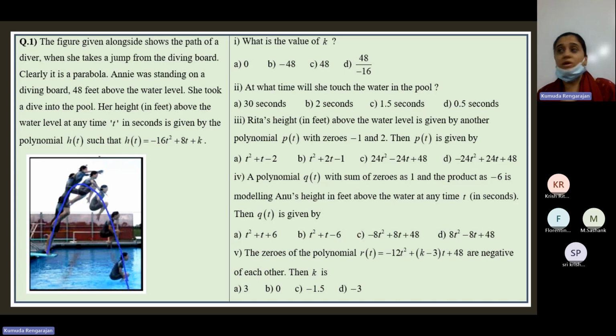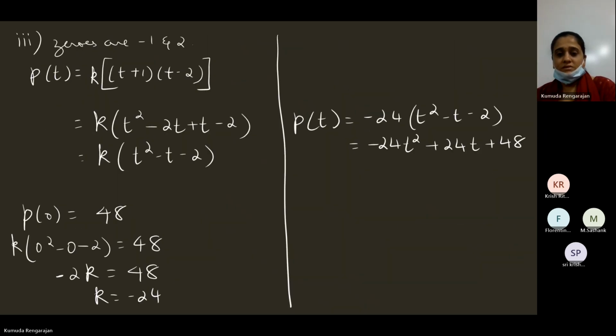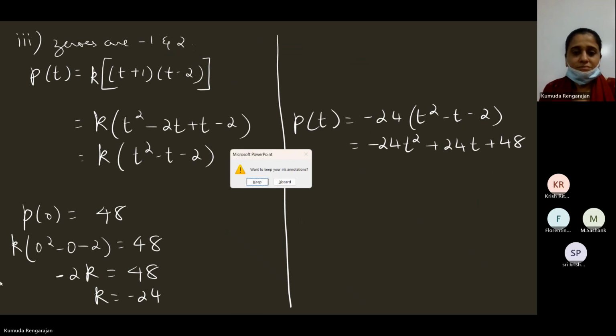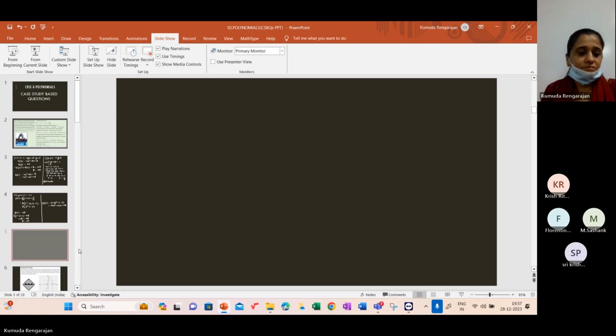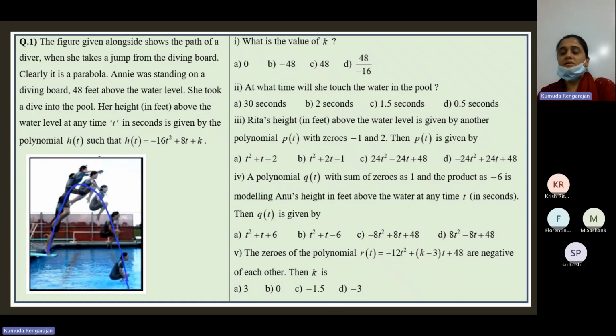So to find Rita's polynomial, you were given the zeros. To find Anu's polynomial, you're given the sum of the zeros and the product of the zeros. So you should find the polynomial Q of t. Her polynomial is called Q of t. Sum of the zeros 1 and product -6.